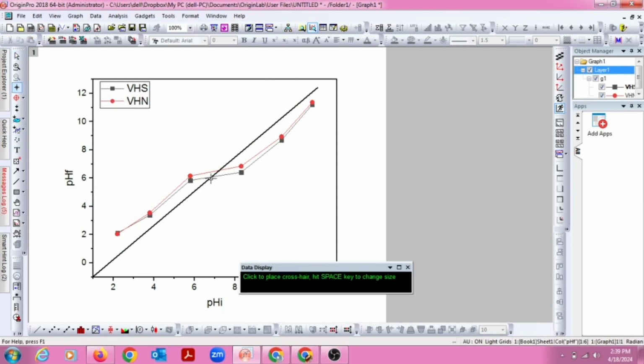So in the first case, which is the black one, the point of zero charge for sulfuric acid activated is 6.083, and this one is 6.554, which is equivalent to other studies.